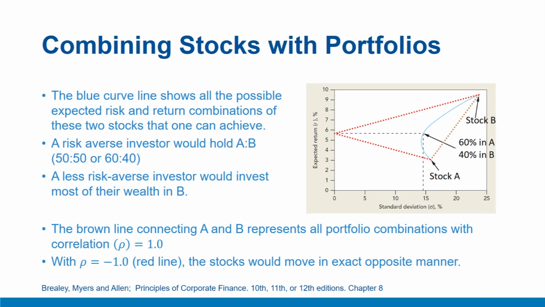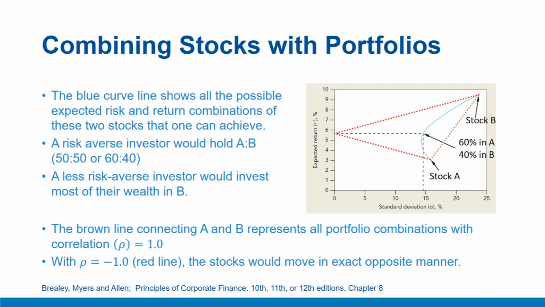Consider the diagram shown here. The blue curve line shows all the possible expected return and risk combinations of these two stocks that one can achieve. However, for different investors, different combinations are more suitable. For example, individuals are often considered as risk-loving, risk-neutral, or risk-averse. Risk-loving individuals are those that like to take more risk. Risk-neutral individuals are those that are indifferent to the risk aspect of a proposition, for example, investment in a security. And risk-averse investors do not like risk at all.